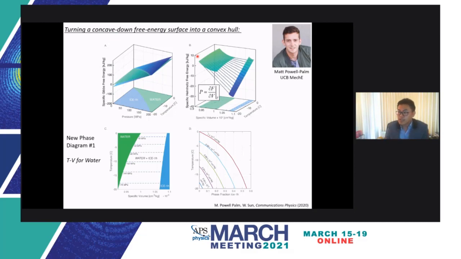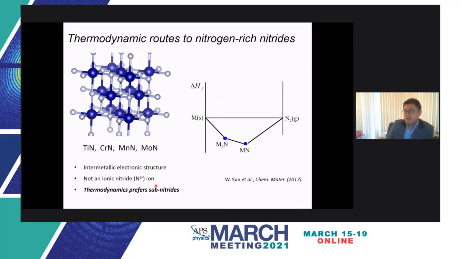Now I have a two-phase equilibrium between ice and water. The tangent lines, partial F, partial V, that's the pressure. So I can get the pressure in the system as a function of temperature and as a function of the specific volume. Okay, so this is a new phase diagram. Here's another new phase diagram.